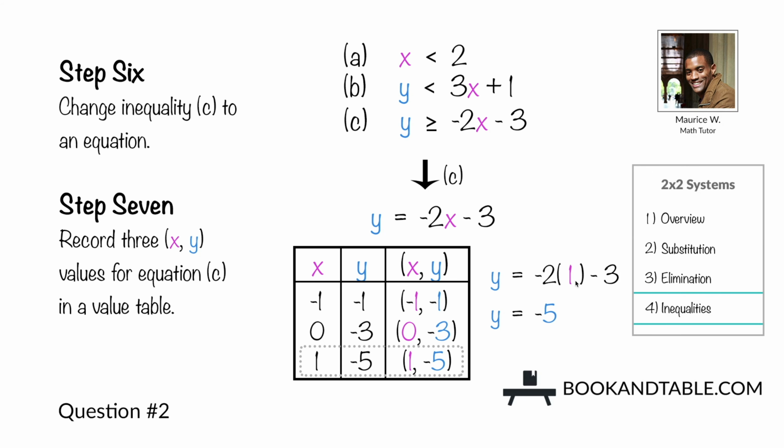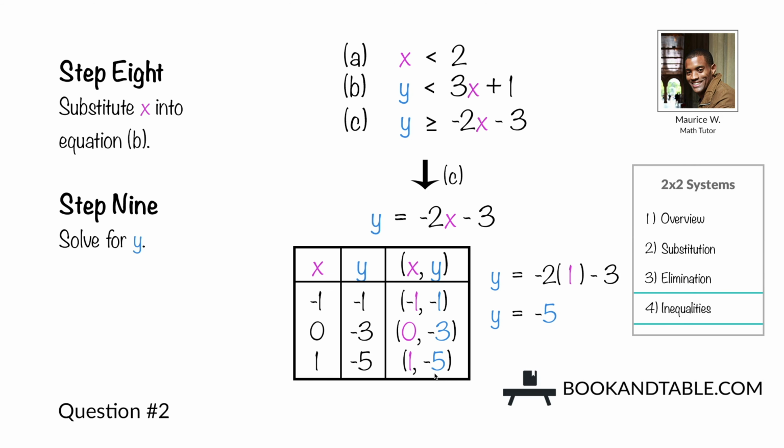And when x is 1, y is negative 2 times 1, which is negative 2. Negative 2 minus 3 is negative 5. So 1, negative 5 is the last value in this value table. So now we have value tables for A, B, and C. So we want to find the vertices for AB, AC, and BC.